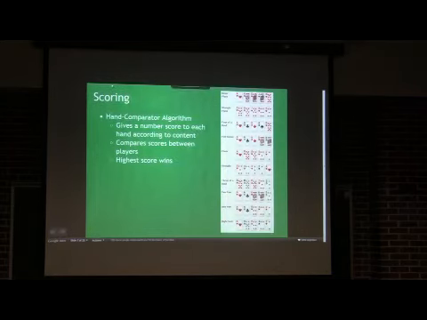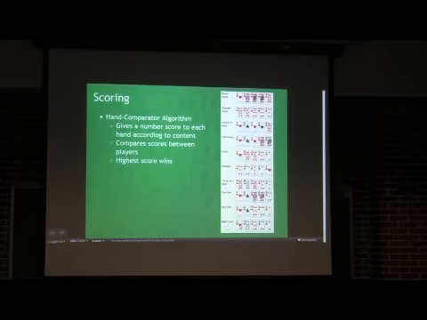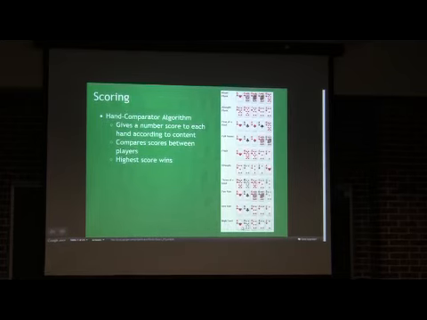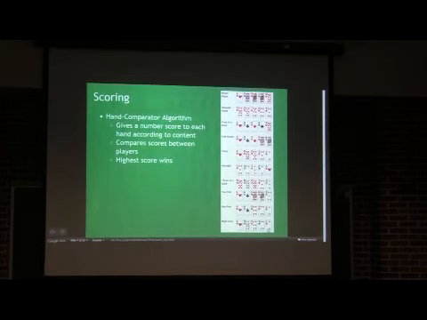For the scoring, we're going to use a hand comparator algorithm, and basically each hand is going to be given a specific score according to what kind of cards they have in their hand. So as you can see here, the most basic hand you can get is just having a high card. If no one has anything, it's based on who has the highest cards.